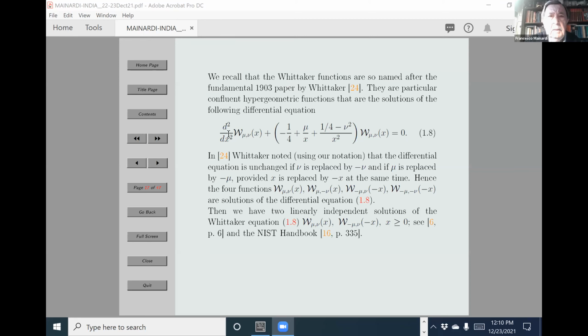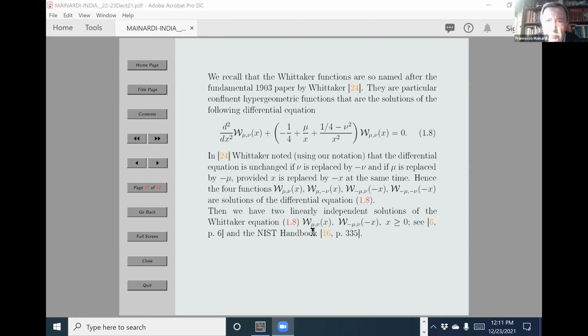This is the equation of Whittaker, which depends on two parameters, and the solutions are the so-called Whittaker functions, and we have two integrals because it's second order. Whittaker noted that the equation remains unchanged if nu is replaced by minus nu, of course, because it appears squared. But also if mu is replaced by minus mu, and if x is replaced by minus x. So that we have practically four functions.